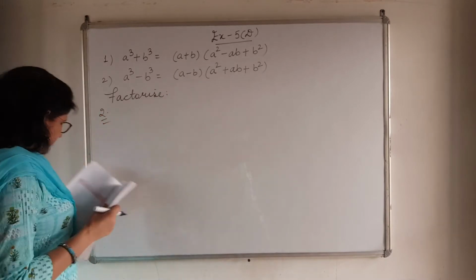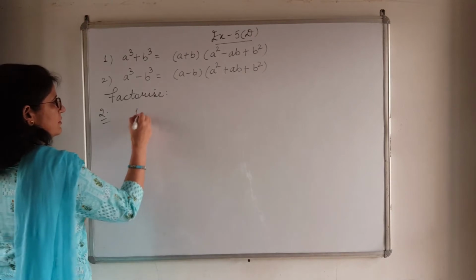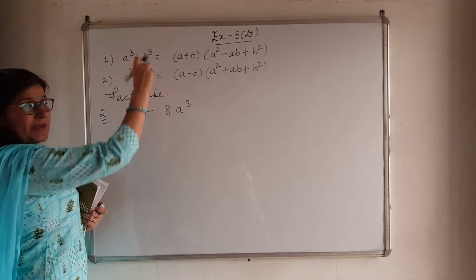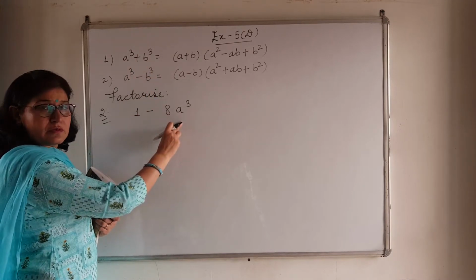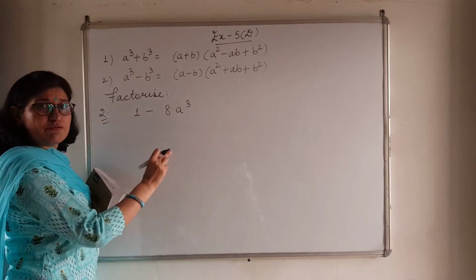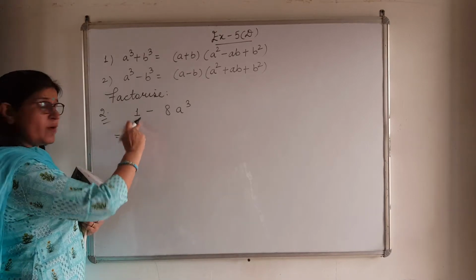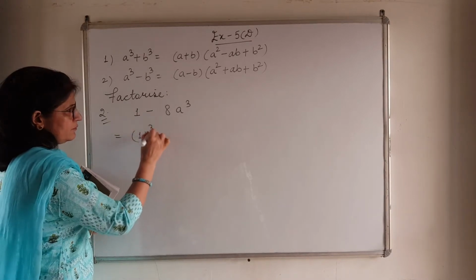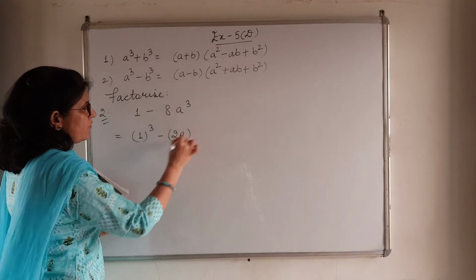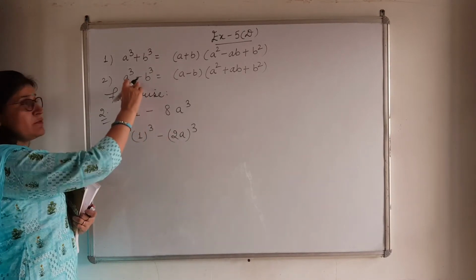So in second question what is given? 1 minus 8a cube. We have here two terms. So whether it is in cube form or not, if it is not in a cube form, we have to change them first. We have to convert them. So 1 is cube of 1, minus 8a cube is cube of 2a, power 3.